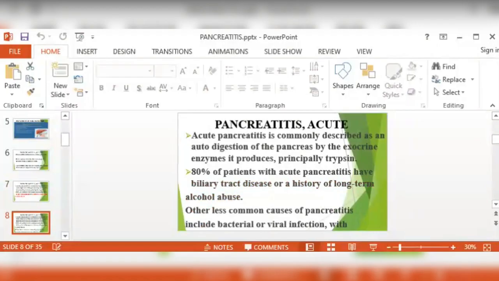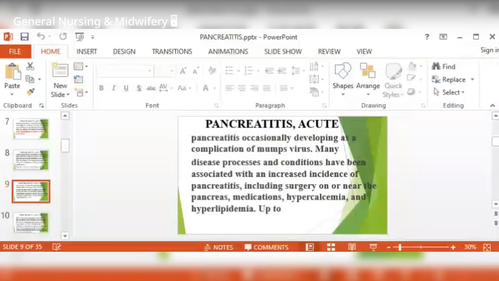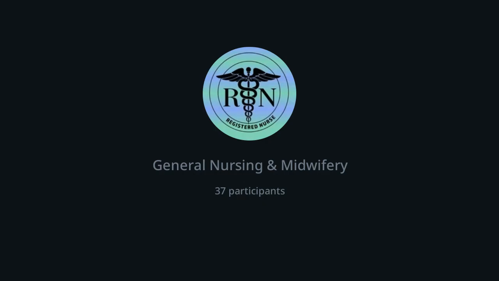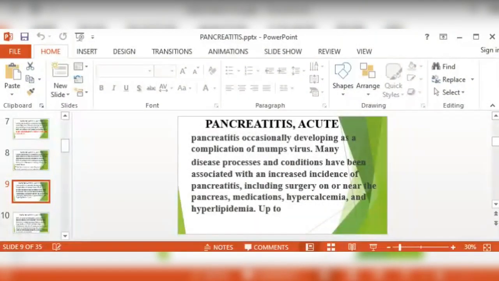Acute pancreatitis, okay, this one I think I've explained it. So pancreatitis occasionally develops as a complication of mumps virus. So mostly the mumps virus. So we all know mumps. That's the disease of the parotid gland. The parotid gland is a type of salivary gland.